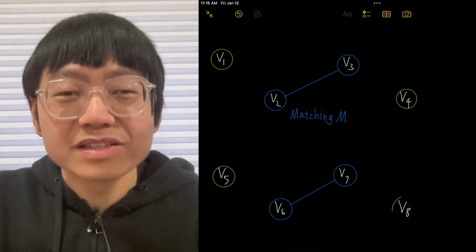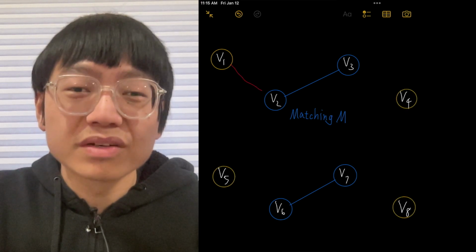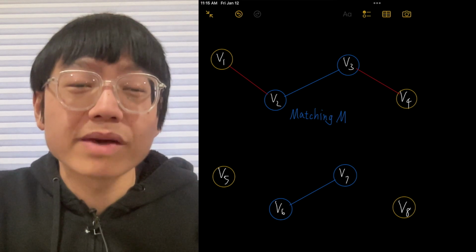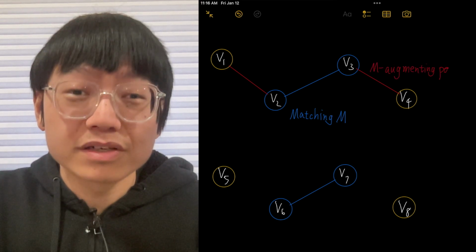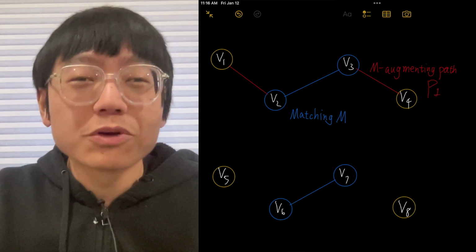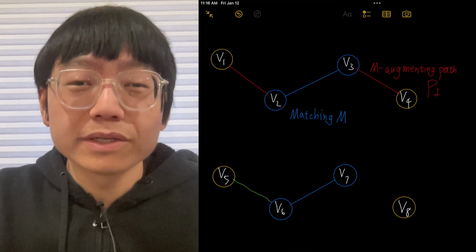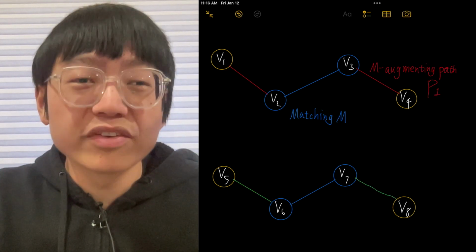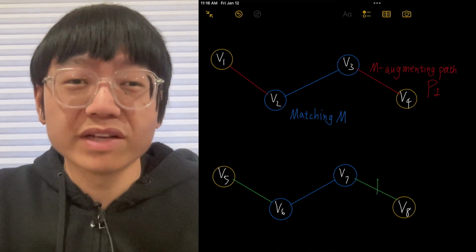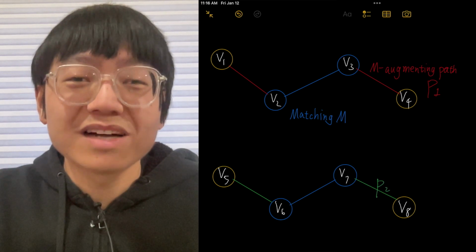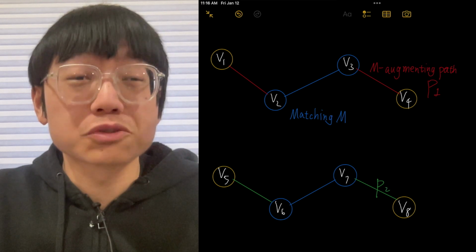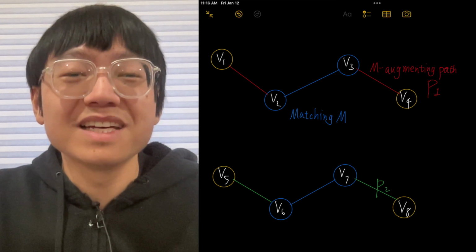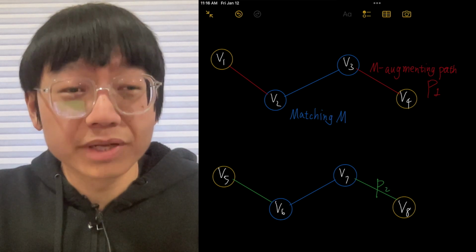So this path starts and ends with the vertices that are not currently matched in M, which indicates that it can be augmented in matching. And we also have the second M augmenting path P2, which are the edges V5, V6, and V7, V8. So similarly, it starts and ends with the vertices not in M and is disjoint from P1, meaning it doesn't share any vertices with P1.